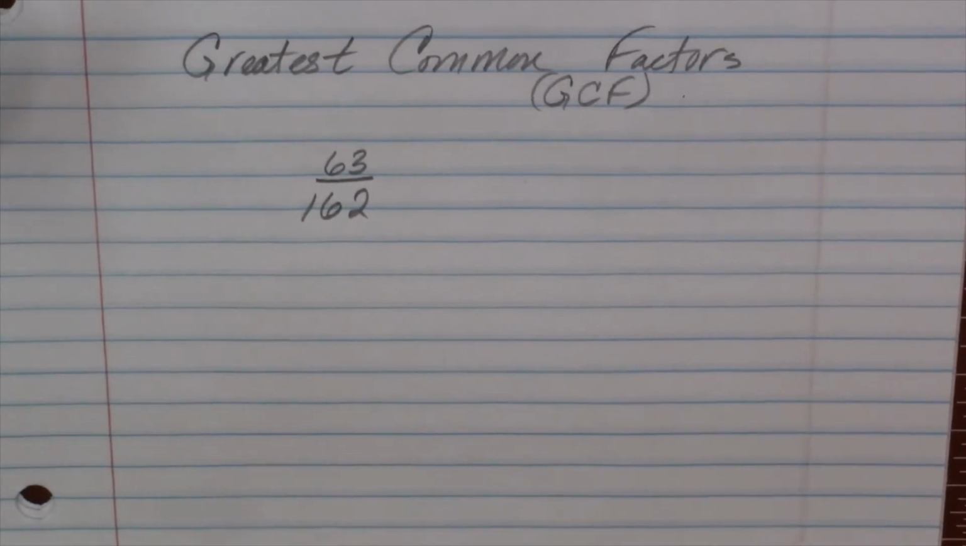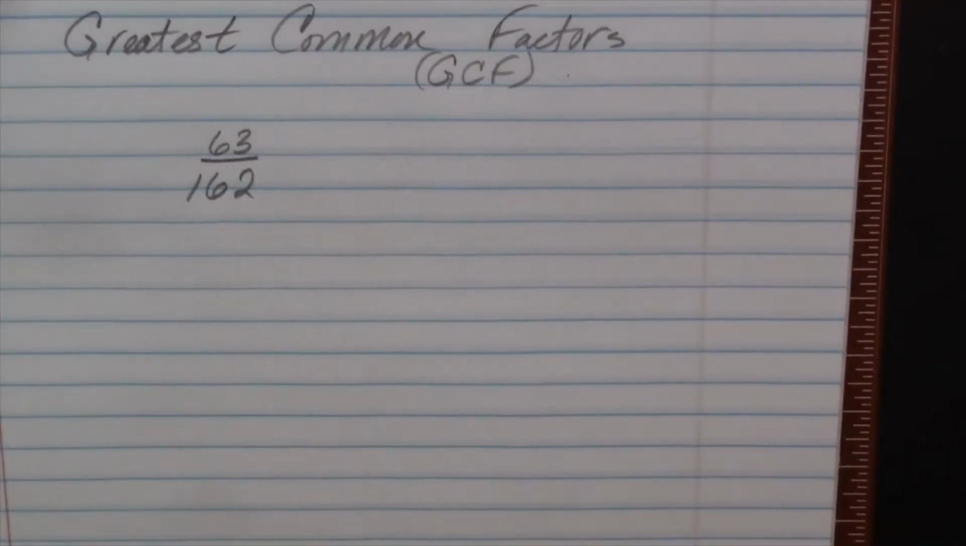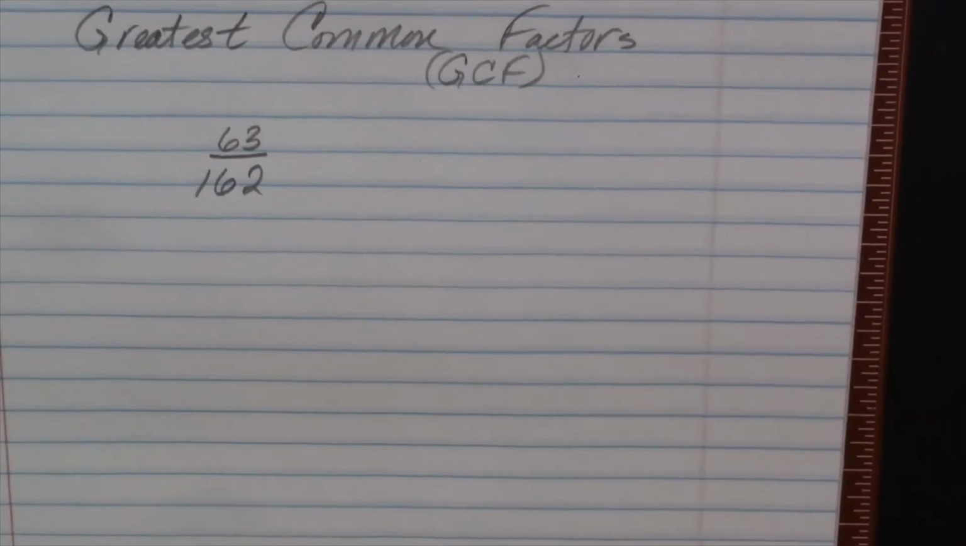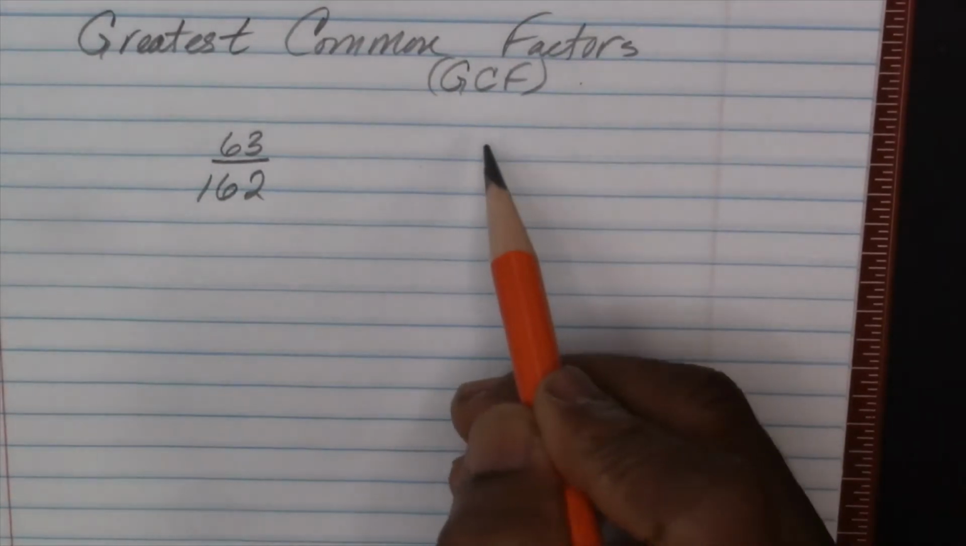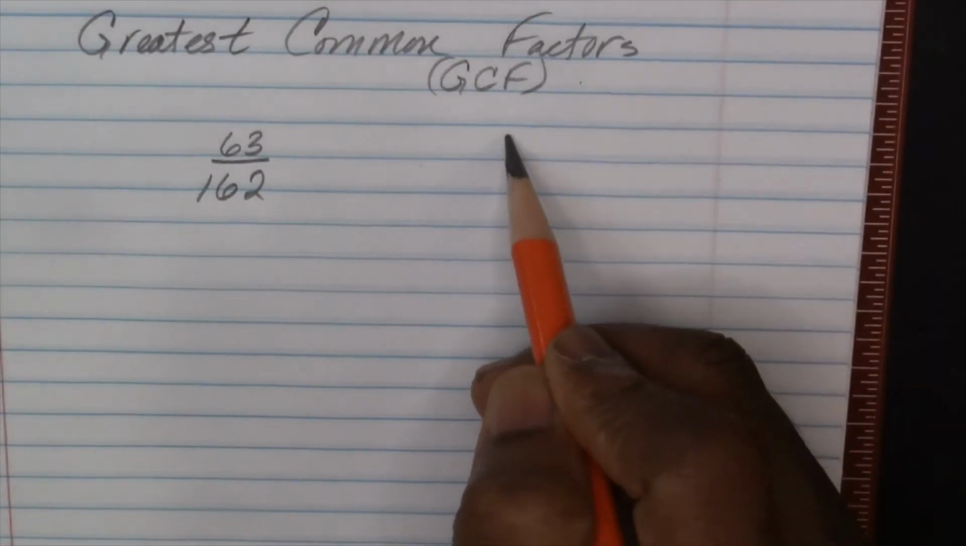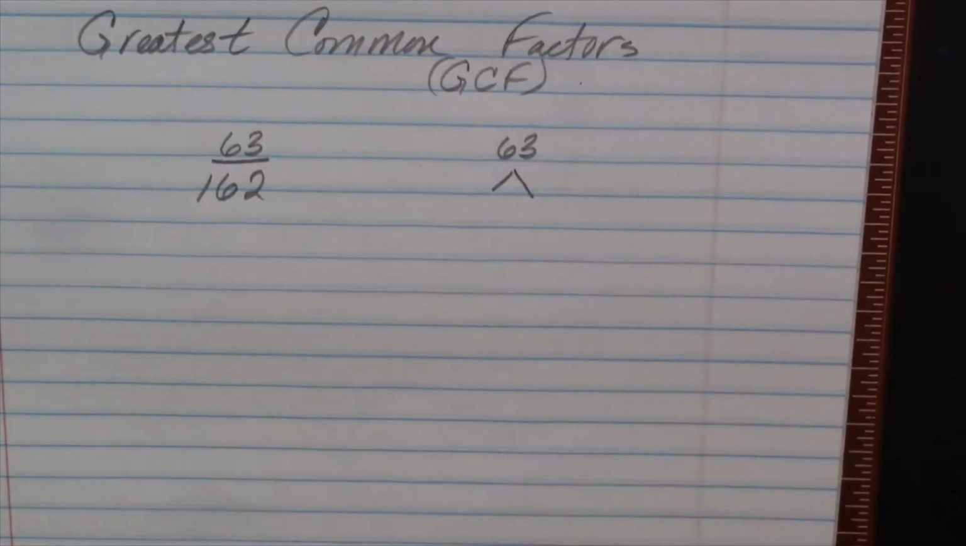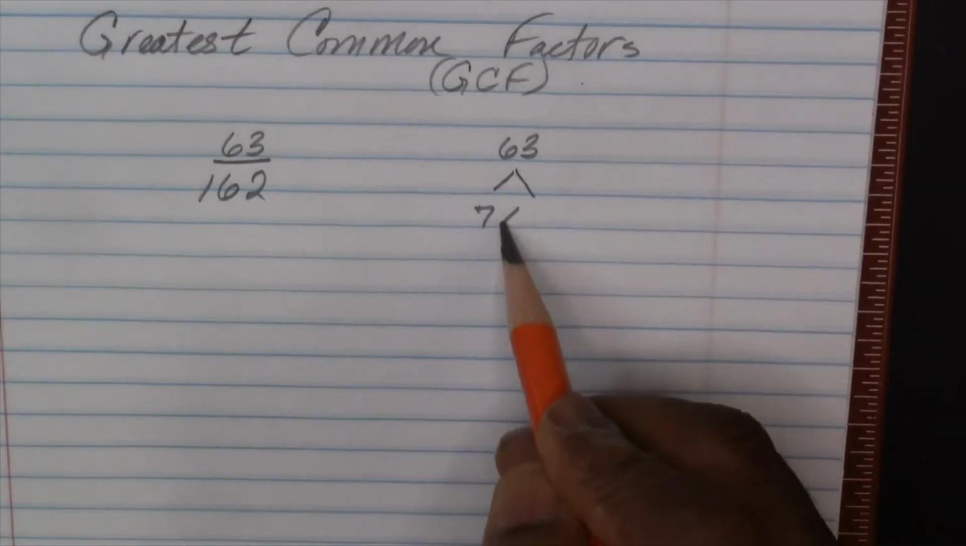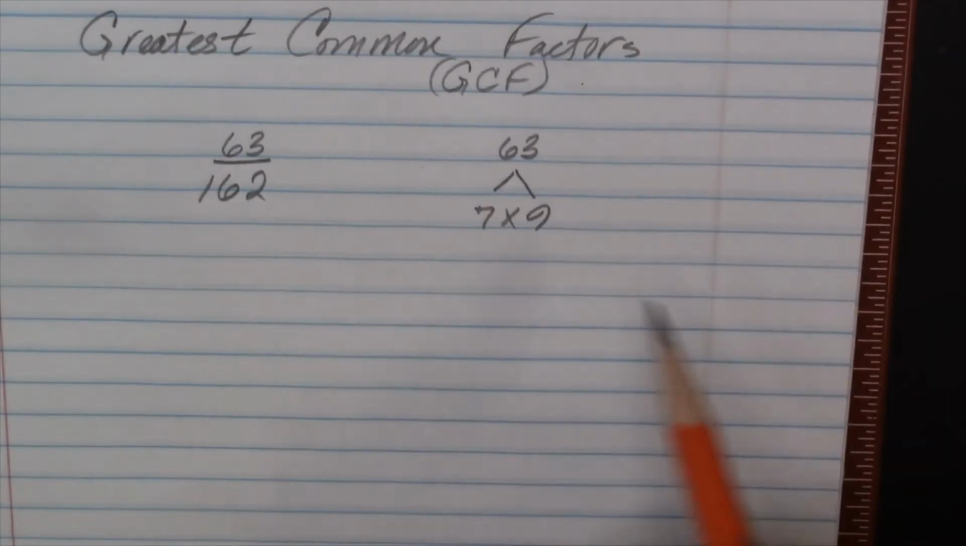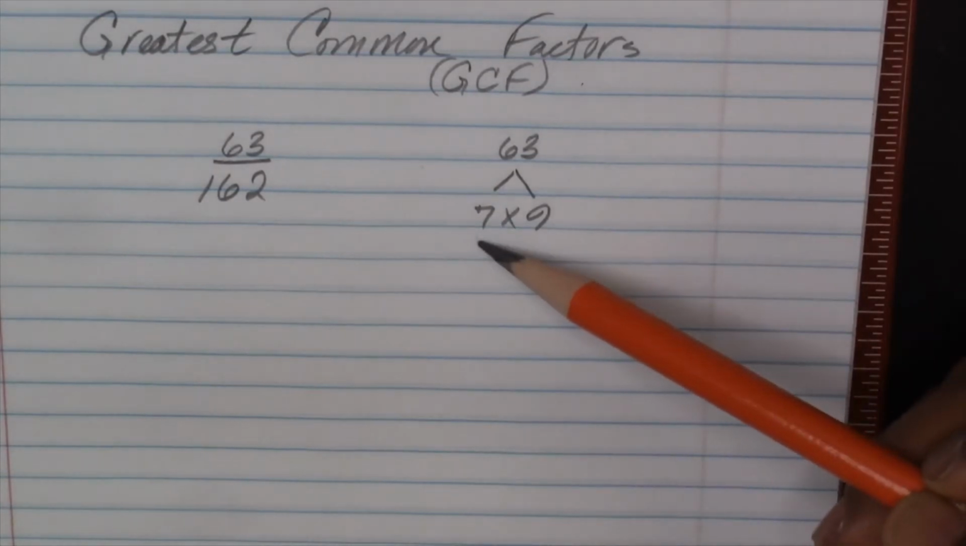The first thing we can do is use prime factorization to find the greatest common factor. So let's go ahead and do the prime factorization of 63. What two factors can I multiply to get 63? Well, that's 7 times 9. All right, what can I multiply to get 7? The only answer is 7 and 1.